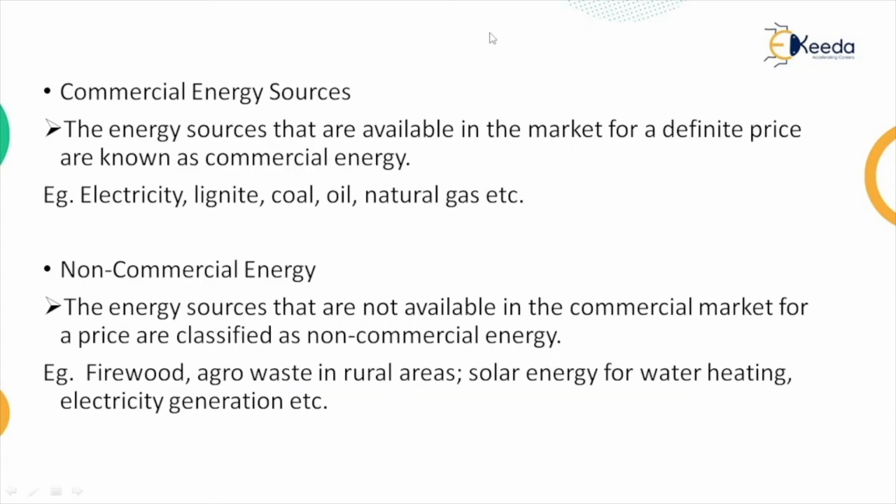Now the next type is commercial energy sources and non-commercial energy sources. The energy sources that are available in the market for a definite price are known as commercial energy. It means the energy sources which are purchased, where we have to pay some money. For example, electricity, for which we have to pay a price. Then lignite, coal, oil, natural gas, where we have to pay a price. So that is called commercial energy sources.